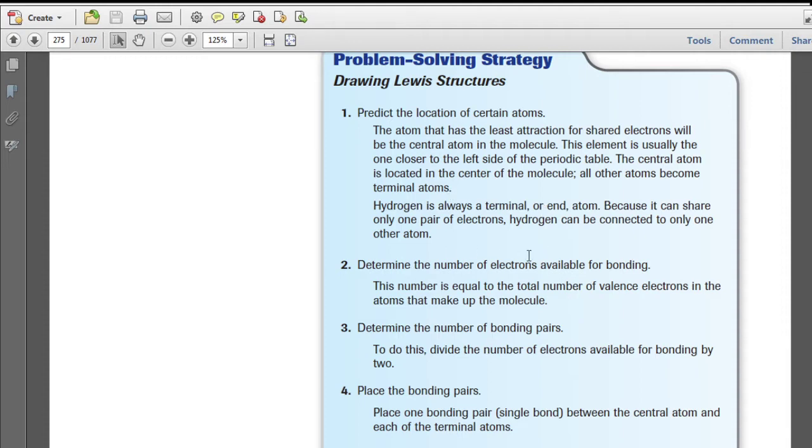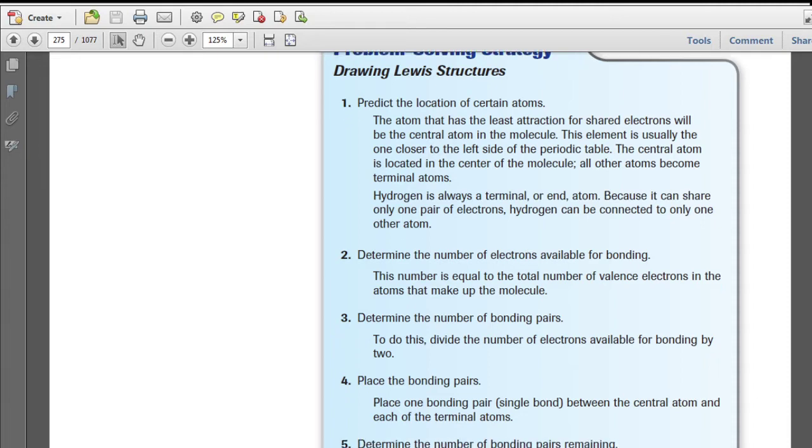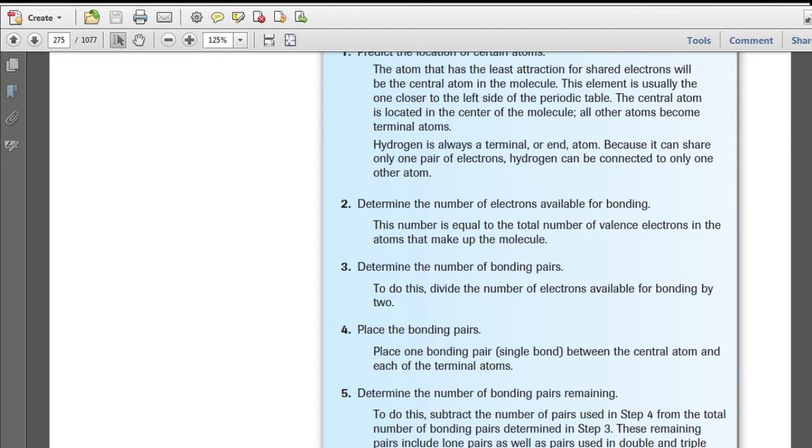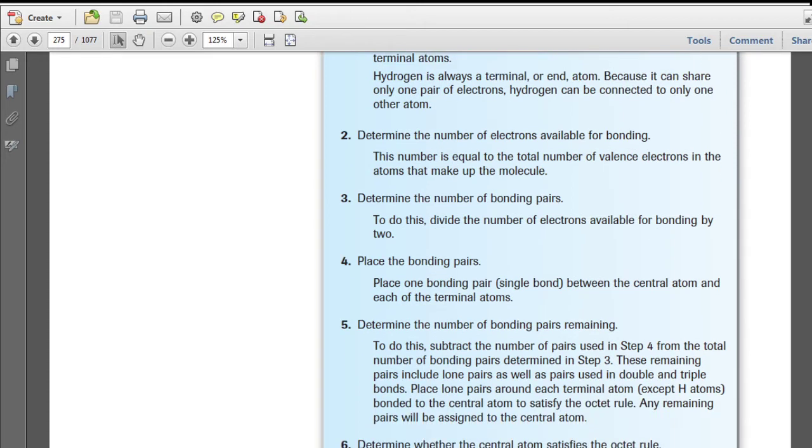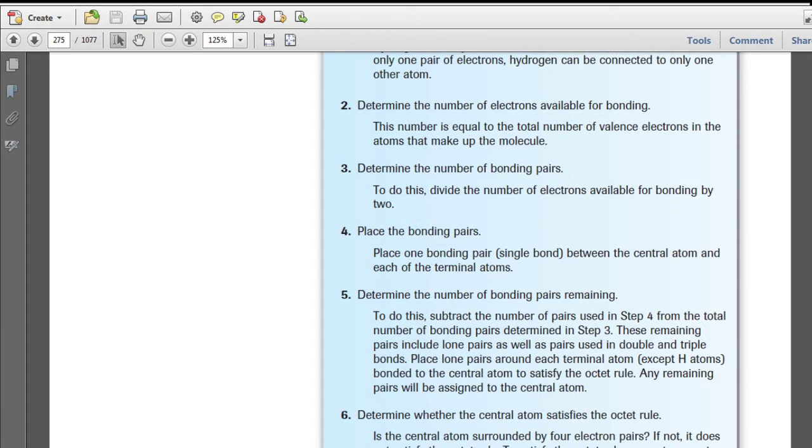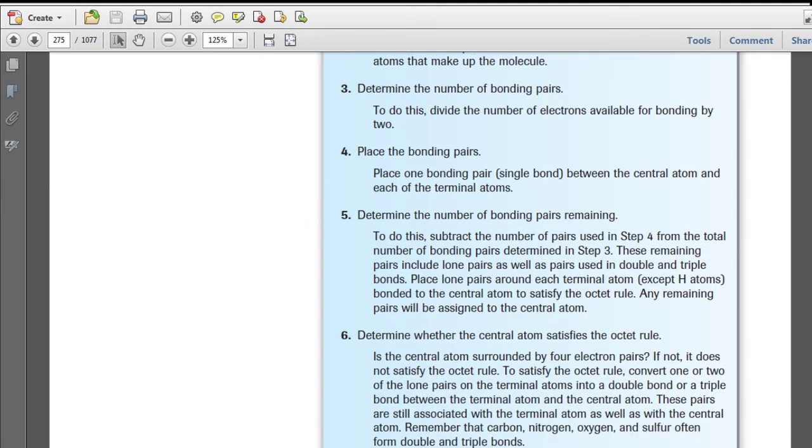Then you're going to want to determine the number of electrons that are available for bonding, and then determine the number of bonding pairs that occur within that molecule. Then you're going to want to place the bonding pairs between your central atom and your terminal atoms, and then find out how many electrons remain after you've done your bonding pairs.